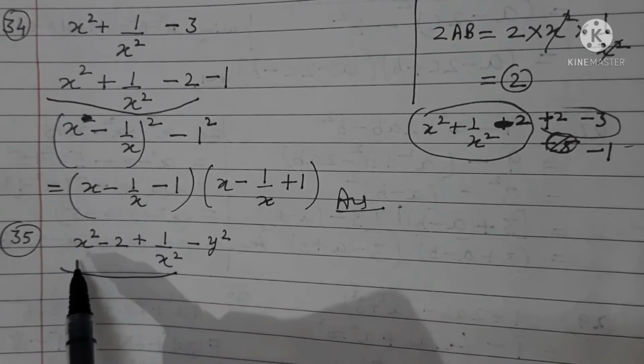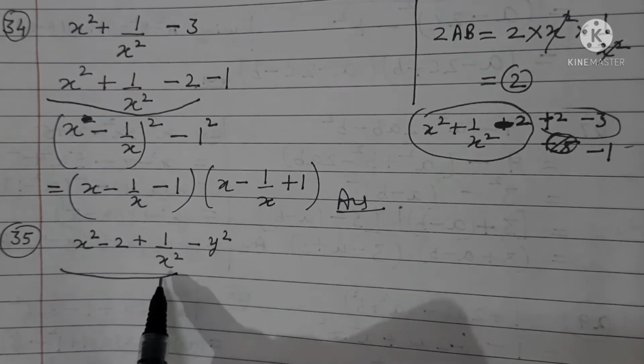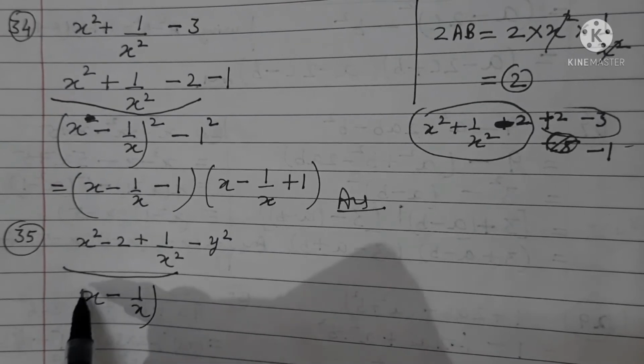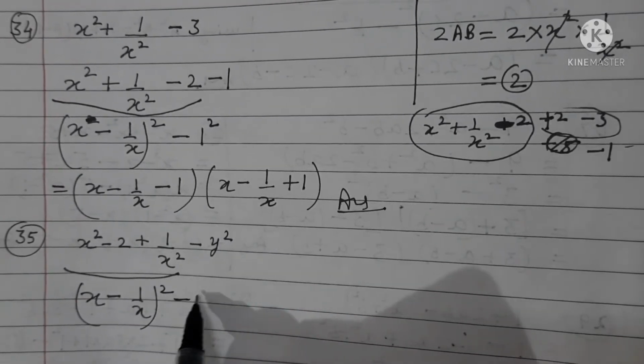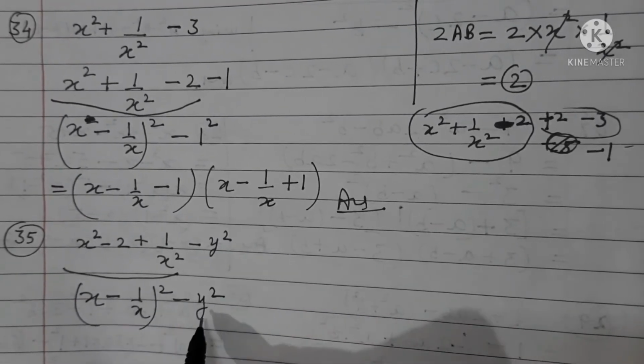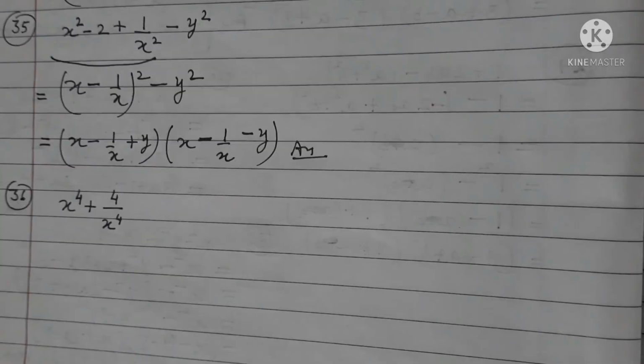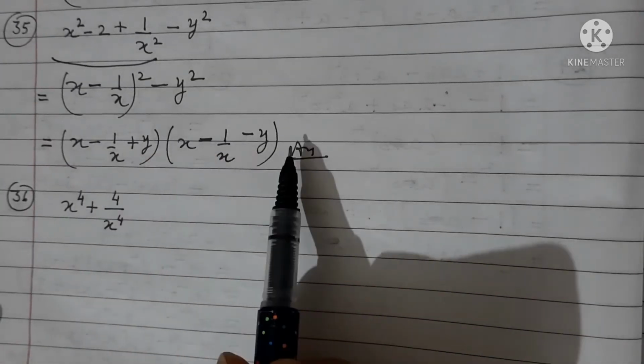So it is x minus 1 upon x whole square. Write down x minus 1 upon x whole square, and this is minus y square, and these two are a difference of squares, use the identity and solve it. Now this is the answer.